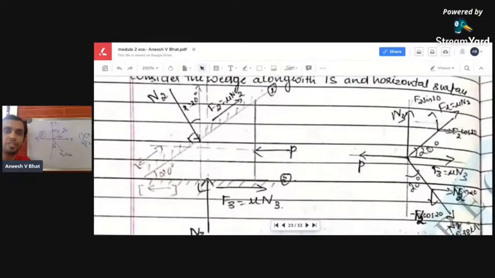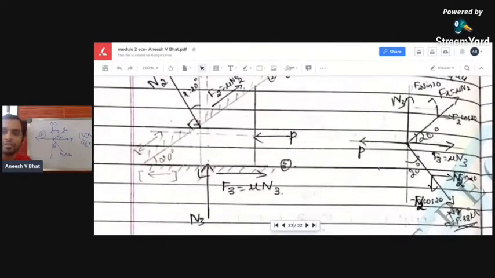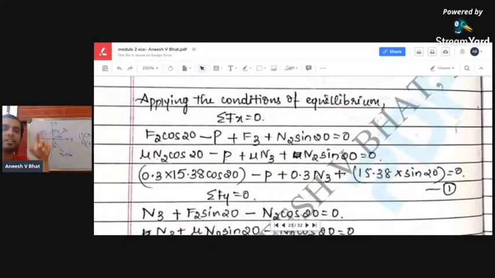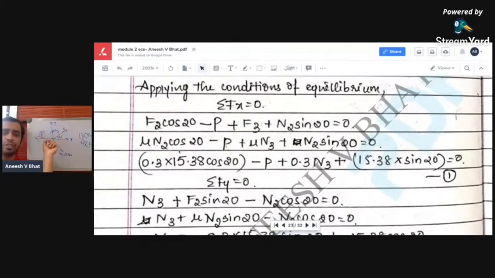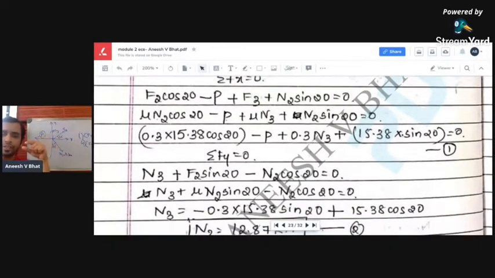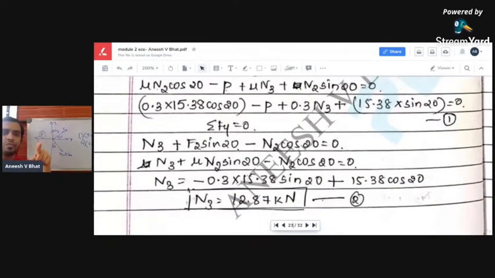Here you go. So this is the free body diagram of the wedge. Now, applying the conditions of equilibrium, summation of Fx equal to 0. F2 cos 20. The forces F2 and N2 are inclined here, so both forces should be resolved into their horizontal and vertical components. You'll get this first equation which cannot be solved. Apply the second condition of equilibrium, and with its help you get the value of N3 straight away as 12.83.